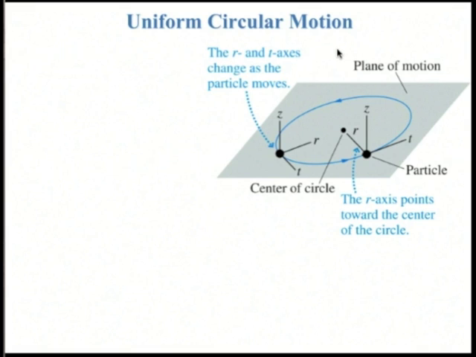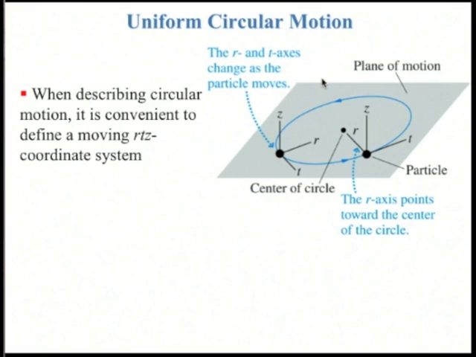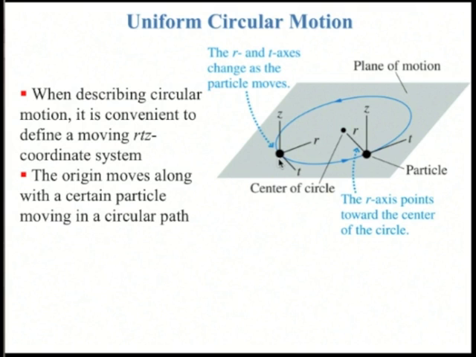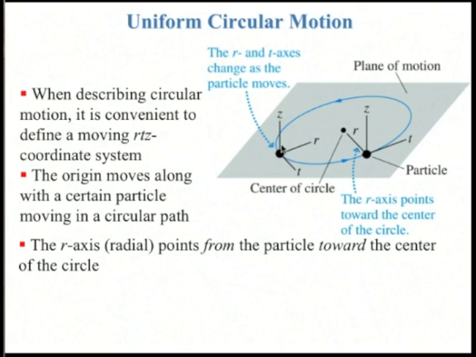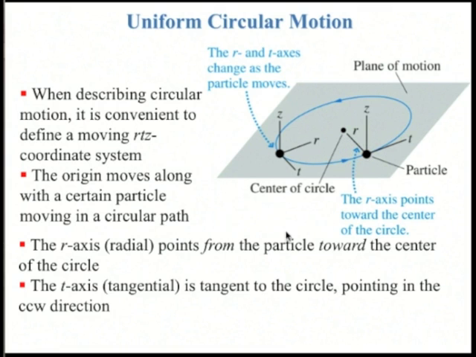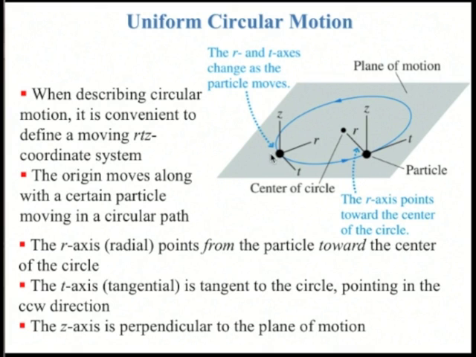Okay, uniform circular motion. When you're describing uniform circular motion, it's convenient to set up a new coordinate system that is actually moving and rotating. And it's the r, t, and z coordinates, where the r-axis always points towards the center of the circle. So here it points this direction. Up here it points up and to the left. The t-axis always points tangent to the circle at right angles to r, but it's still in the plane of motion. And the z-axis points perpendicular to the plane.